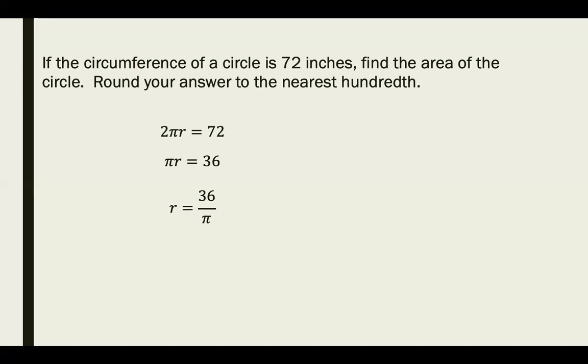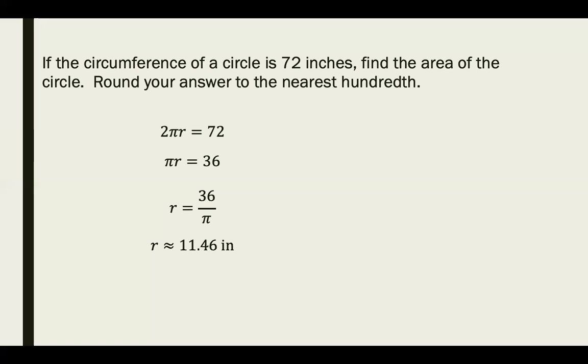Now we could get an approximate value for r if we wanted to, right? Pi is approximately 3.14. If we do 36 divided by pi in the calculator, we get 11.46 inches. Okay. Well, that wasn't what we needed though.